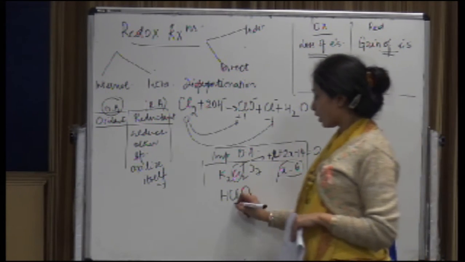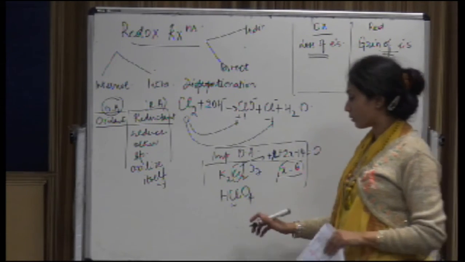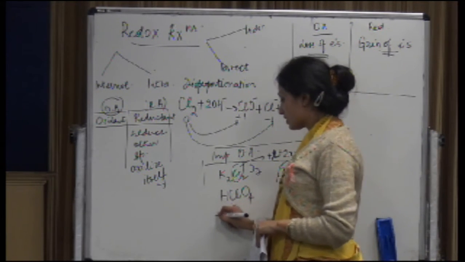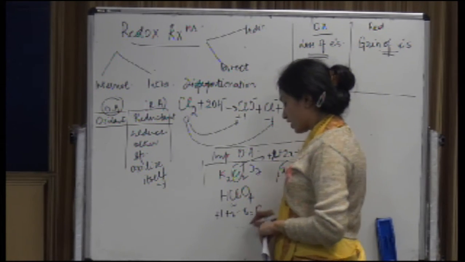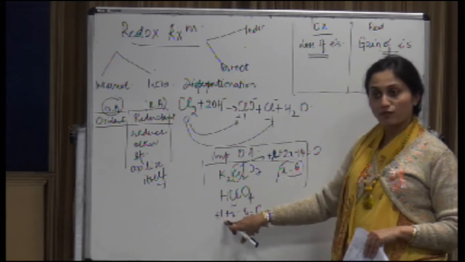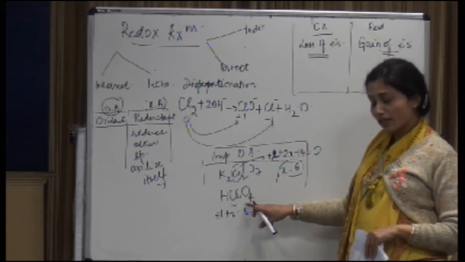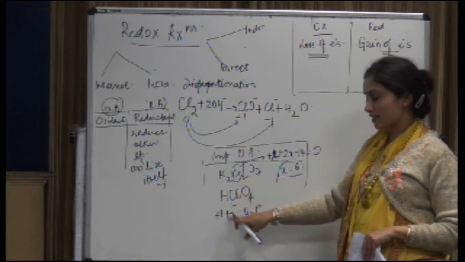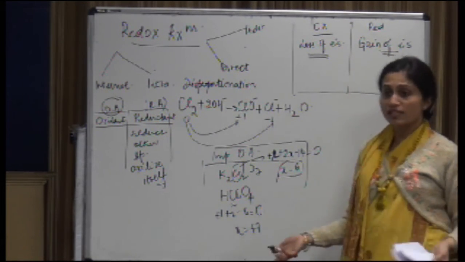Then when we talk about HClO4 also, similarly, I've just taken up 2 examples from the many that we've done. What is this? This is +1 plus x minus 8 is equal to 0. Why -8? +1 for H, for oxygen it will be -2 into 4, so that becomes -8, so x becomes equal to 7, which is the highest possible state.